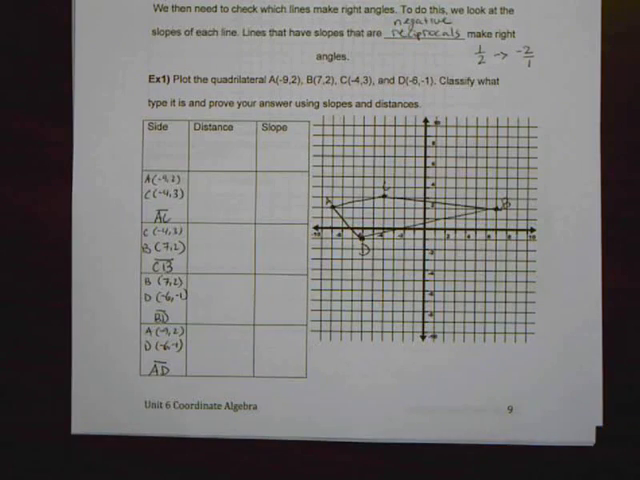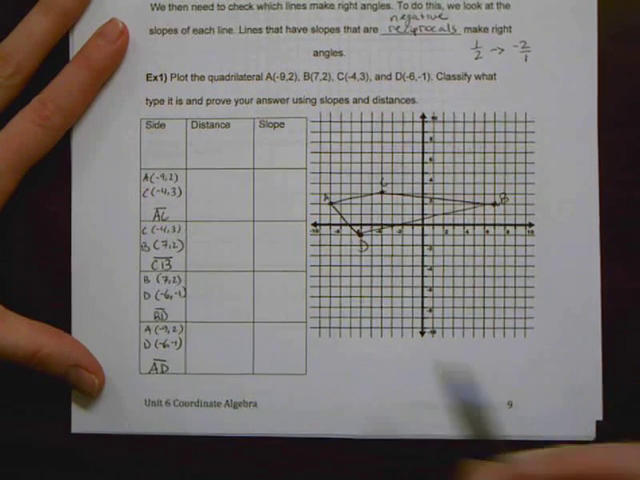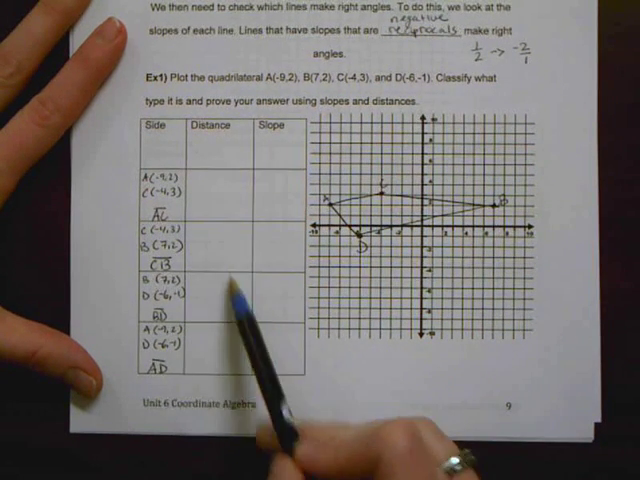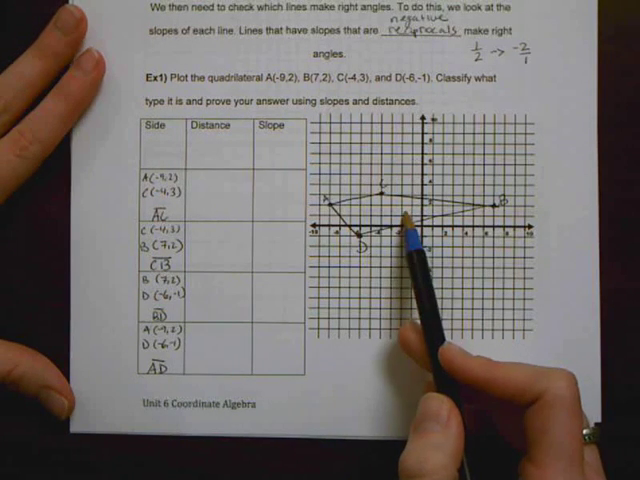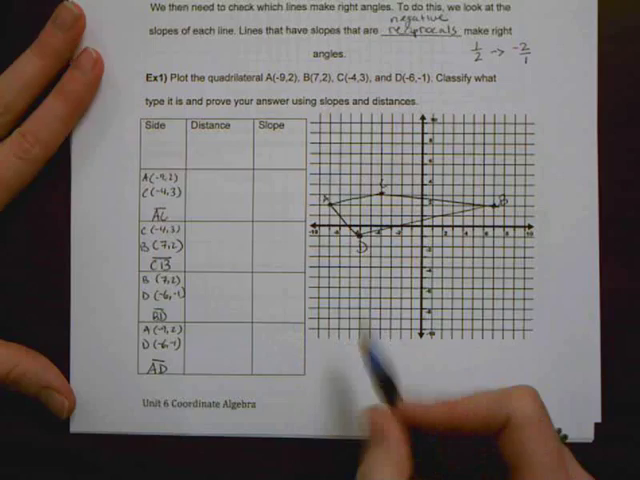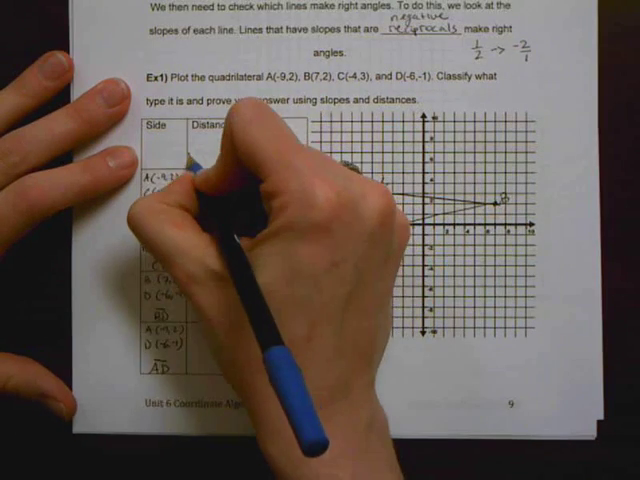Okay, so if I'm going to prove what kind of quadrilateral this is, I am going to need the distance of each of these, which means I'm going to need the length of each of these line segments, and I'm going to need to know the slope.